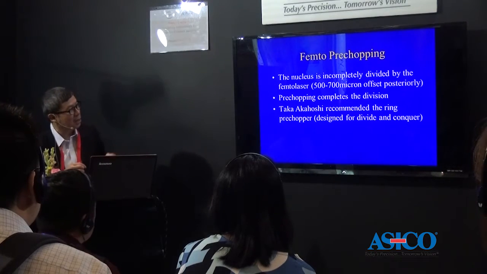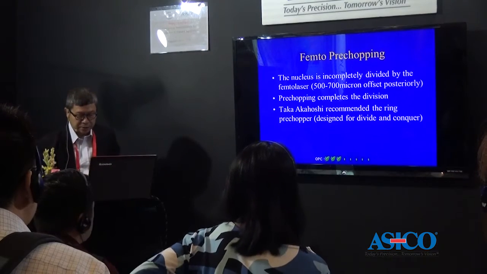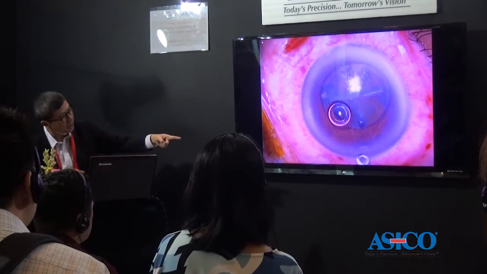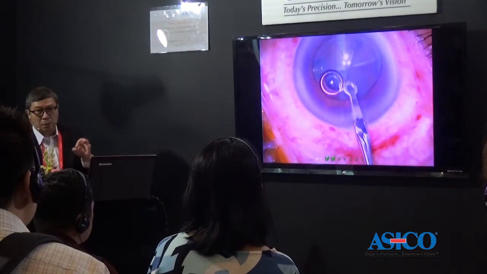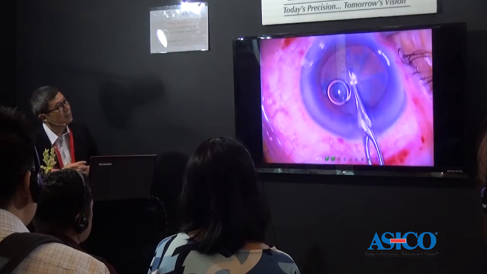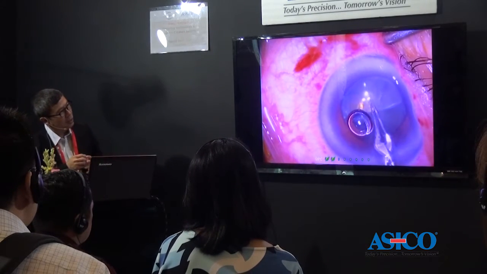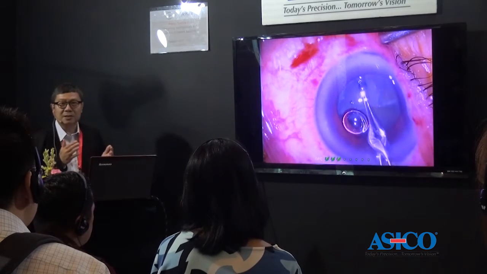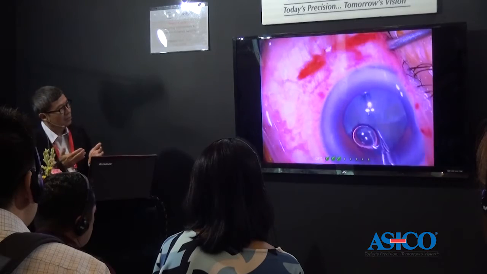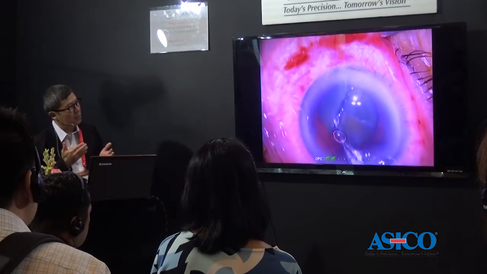And our friend Taka Akahoshi, who's the greatest pre-chopper in the world, recommended that I try one of his instruments for this particular job. So here you see a ring pre-chopper with a hole like a polo mint inside. I put into this femto lasered nucleus. I insert it into the femto laser slot and I open it up. And you can see that completes that 80% crack I told you earlier and really has brought it all the way down to the back. Okay, so that really worked very well.